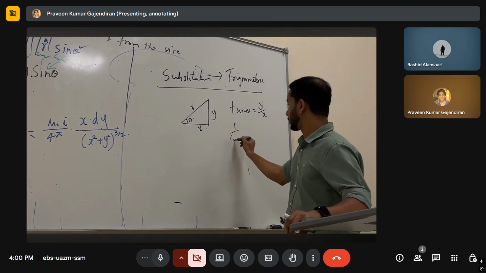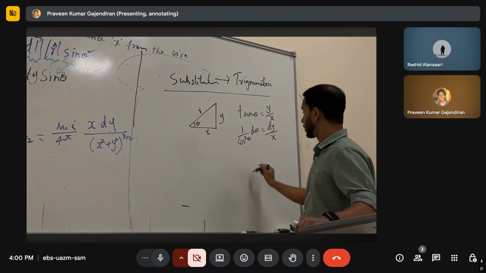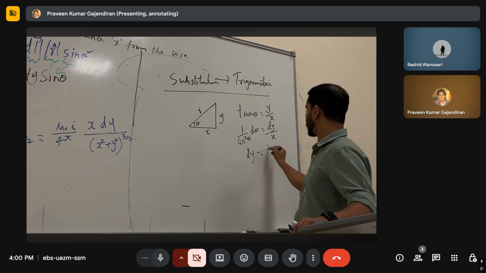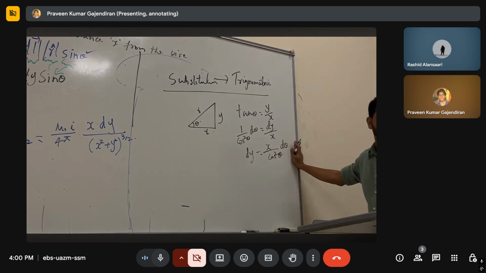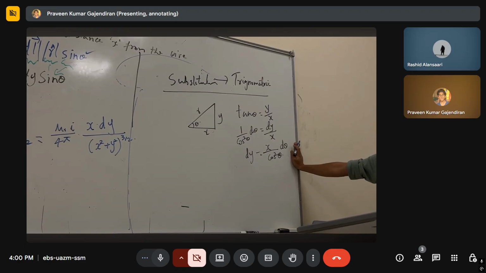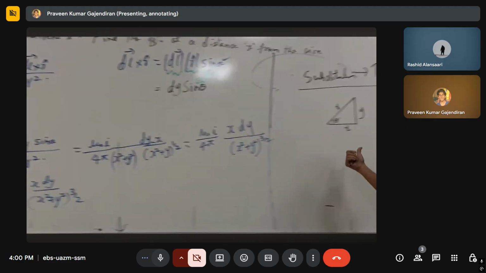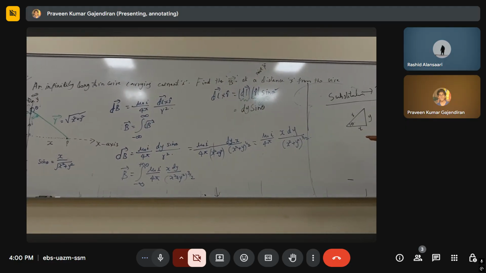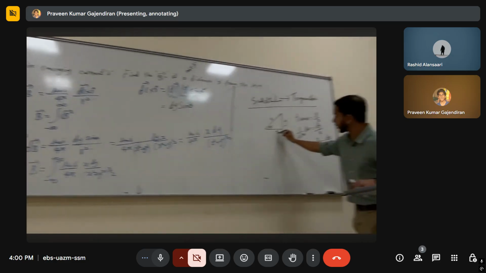So this will be 1 over cos square theta d theta should be dy over x, right? So dy you can write in terms of this one, x over cos square theta into d theta, right? So when you do this trigonometric substitution, you are trying to change all the values into a trigonometric form. So whatever that x square plus y square over 3 by 2 you have to change to a trigonometric form, right? So what is cos theta here?